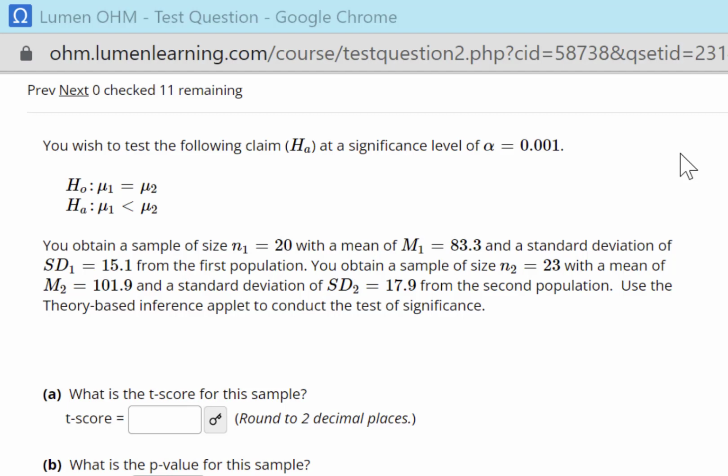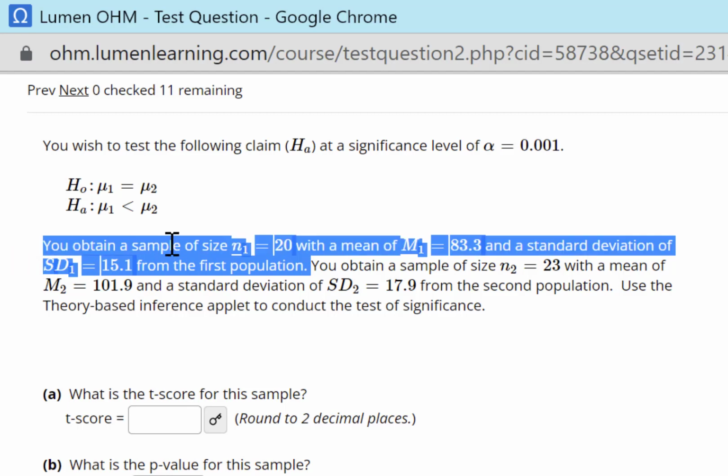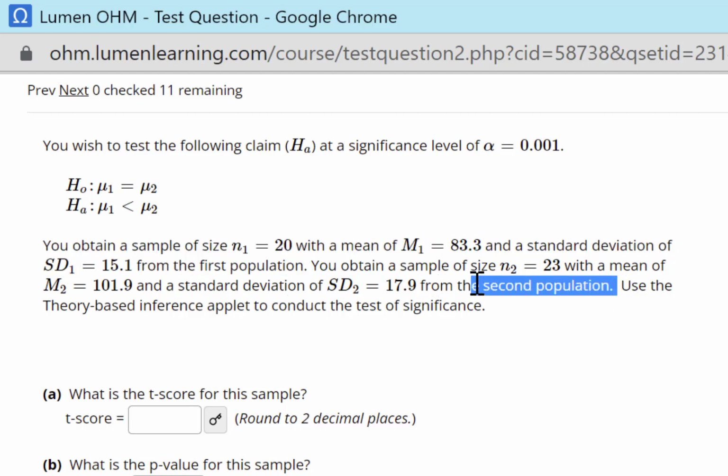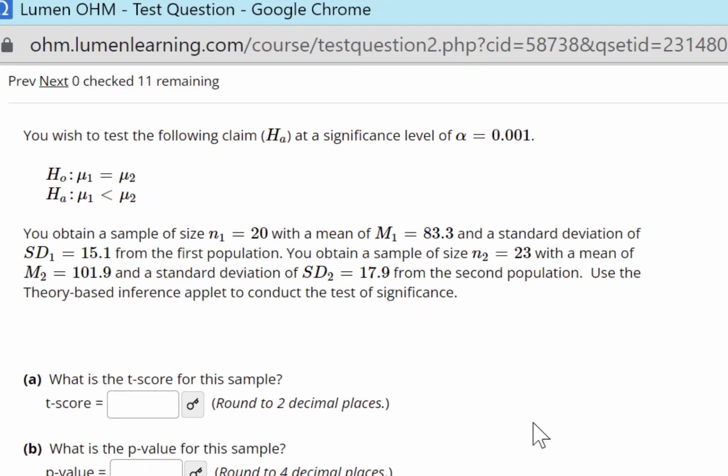You see that we have been given information about the sample drawn from population 1. It had a sample size of 20. It had a sample mean of 83.3, a sample standard deviation of 15.1. We see that the second population had a sample size of 23 with a sample mean of 101.9 and a sample standard deviation of 17.9.